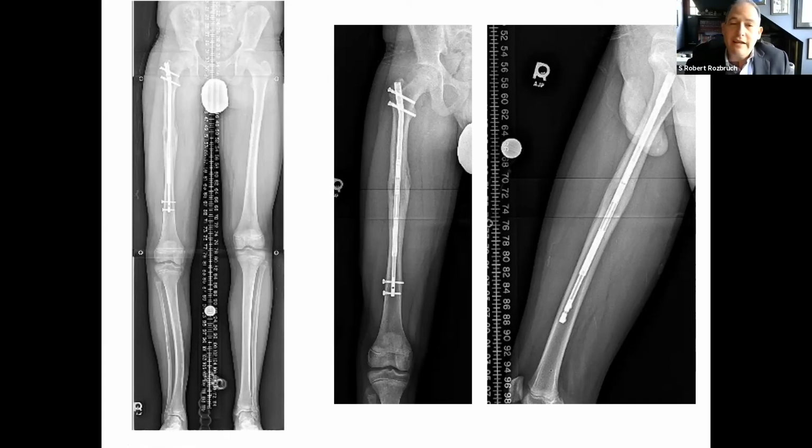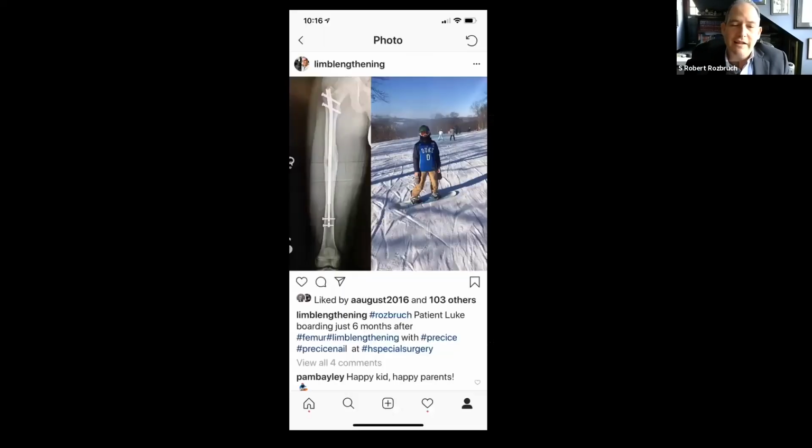As predicted, the healing was quick. It took about a month to get the length, and then about a month after that, he was fully weight-bearing. And just to illustrate the speed of the healing, he sent me this photo of him snowboarding just 6 months after the surgery, which is really pretty phenomenal, if you think about it. That's quicker healing, much faster return to normal than what we would be able to see with a fixator.